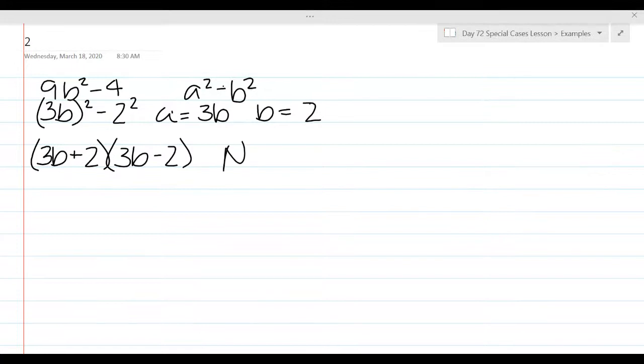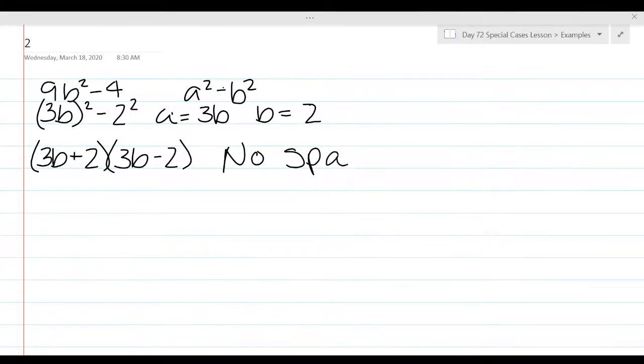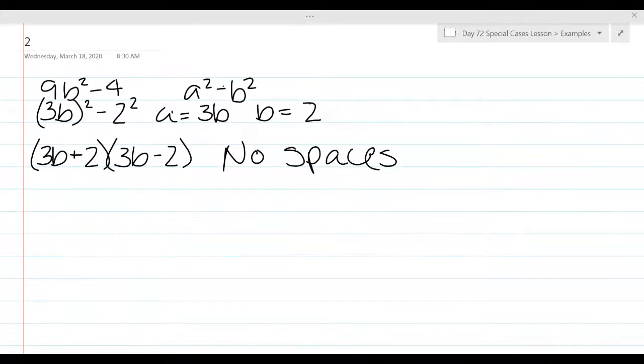Remember to type them to Google Forms, no spaces. I did see a lot of spaces in the last two assignments. There's not going to be any spaces when you type in any answers into Google Forms. Okay, now we're going to go back and check our answer.